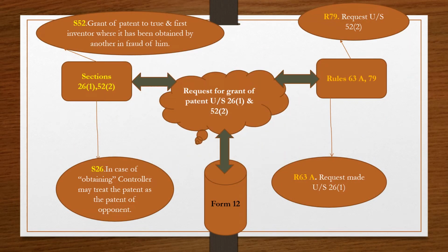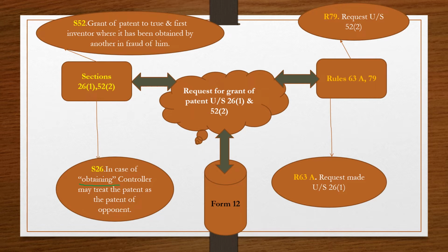Form number 12 has the title Request for Grant of Patent under Section 26 Subsection 1 and Section 52 Subsection 2. Okay. The relevant sections are Section 26, particularly Subsection 1, and Section 52, specifically Subsection 2. So what is Section 26? Section 26 is in case of obtaining, controller may treat the patent as the patent of opponent. Okay, so you just mark here, the keyword here is obtaining.